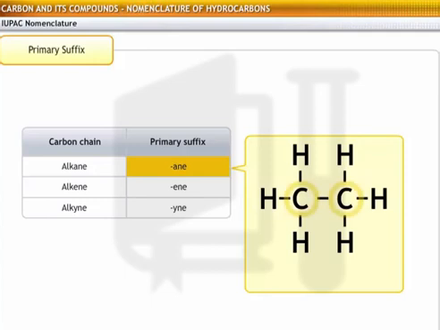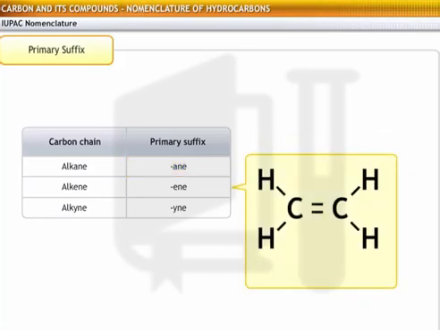Consider a molecule that has 2 carbon atoms. The root word should be eth. As it is a saturated hydrocarbon, the primary suffix -ane should be added to the root word. Therefore, the name of the molecule is ethane.